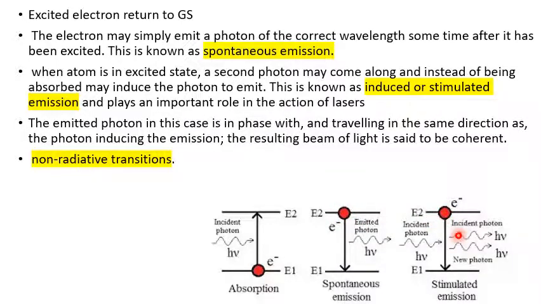This is again the same diagram. The electron does not come into the ground state. It is in the excited state, and a second incident photon falls on it. Due to this second incident photon, through de-excitation, a new photon is emitted, which is in phase with the first incident photon.